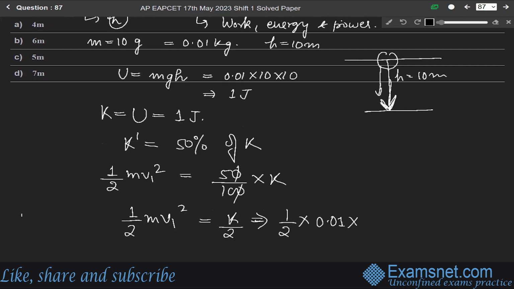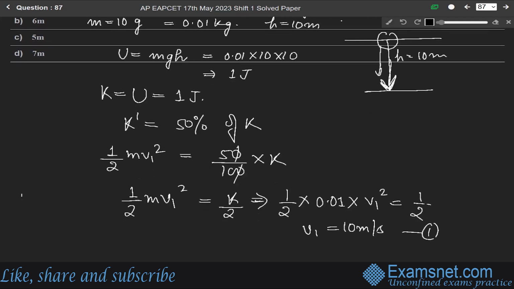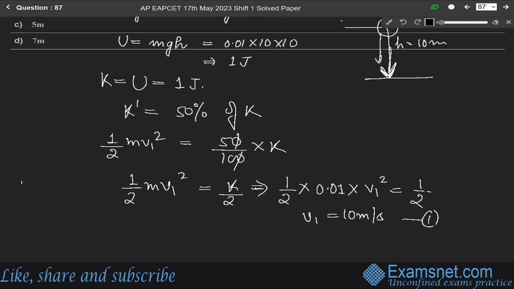0.01 into v1 square. v1 square equals k by 2, means 1 by 2. So from here, solving, v1 will be equal to 10 meter per second. Let us say this is equation 1, meaning when the body is falling in the downward direction, at that time its velocity is 10 meter per second.